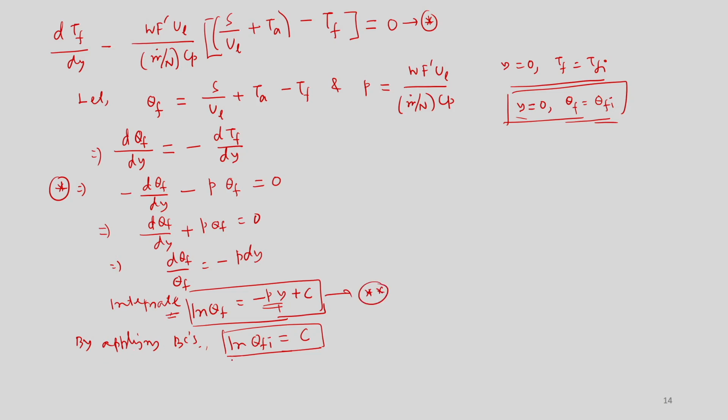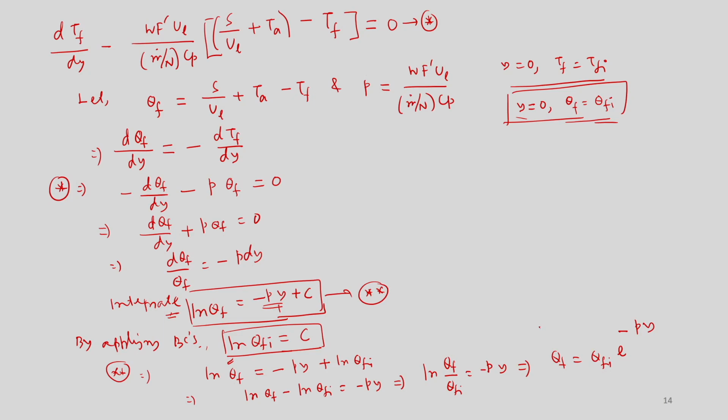So, now using this in the double star equation, ln of theta f is equal to minus p into y plus ln of theta f i. Okay. So, if we now deduct ln theta f i from both sides, then it will be something like this, minus p into y, which implies ln of theta f by theta f i is equal to minus p into y, and it will be something like theta f is equal to theta f i exponential of minus p into y. Okay.